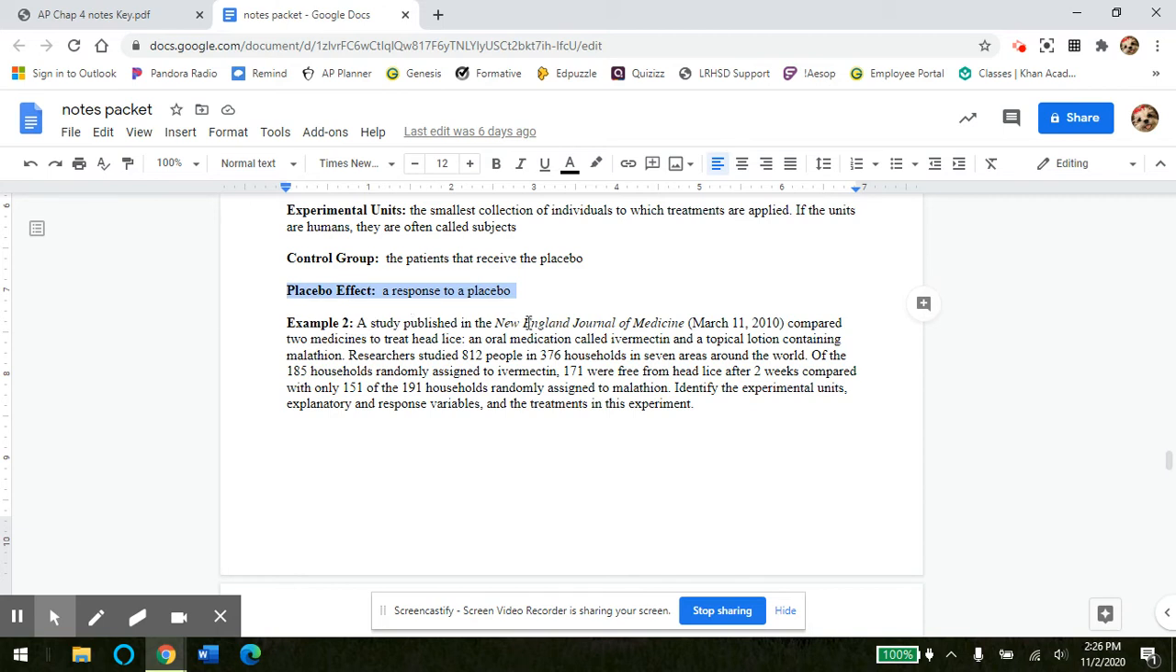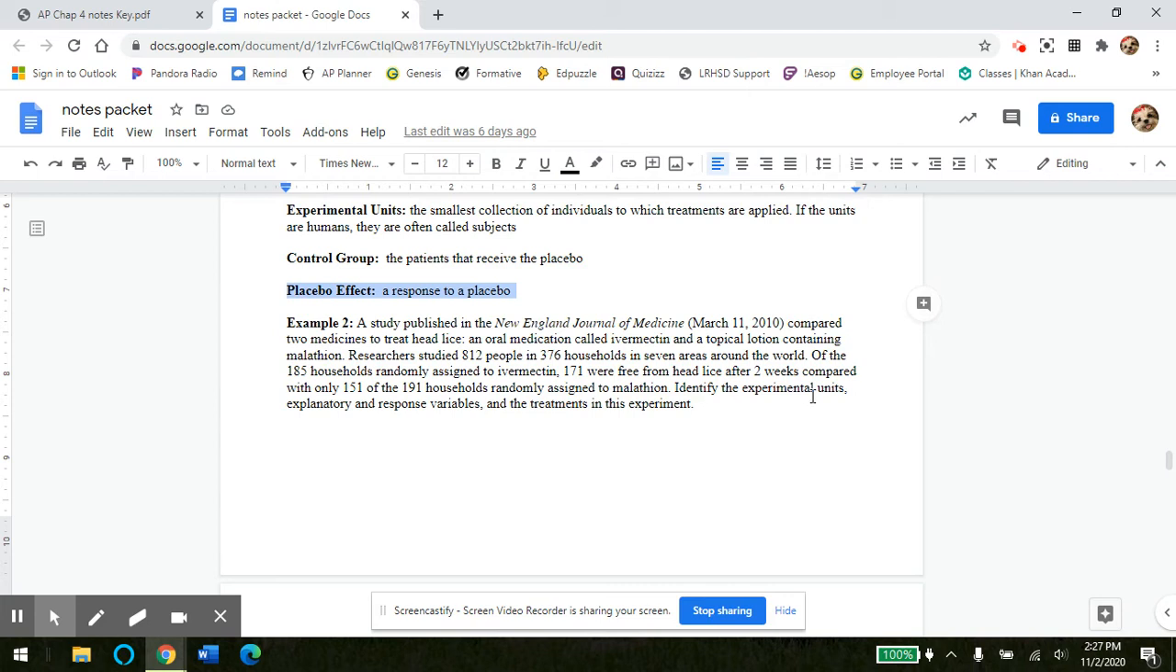A study published in the New England Journal of Medicine compared 2 medicines to treat lice, an oral medication called ivermectin, and a topical lotion containing malathion. Researchers studied 812 people in 376 households in 7 areas around the world. Of the 185 households randomly assigned to ivermectin, 171 were free from head lice, compared with only 151 of the 191 households randomly assigned to malathion.